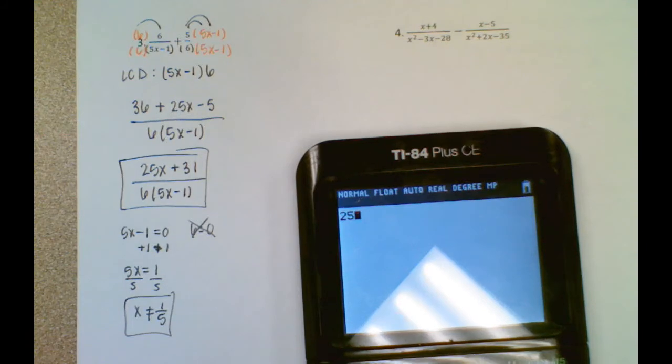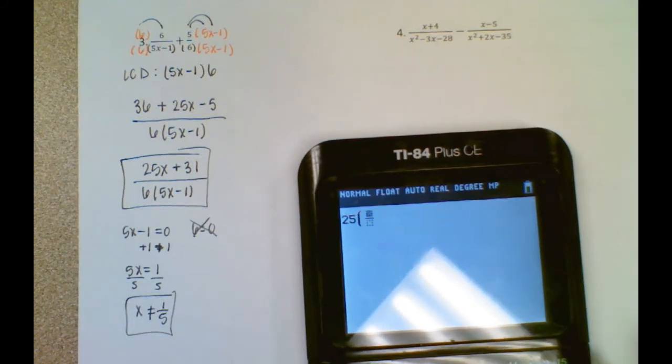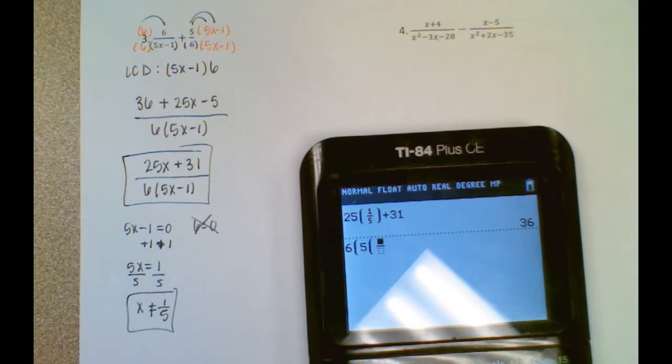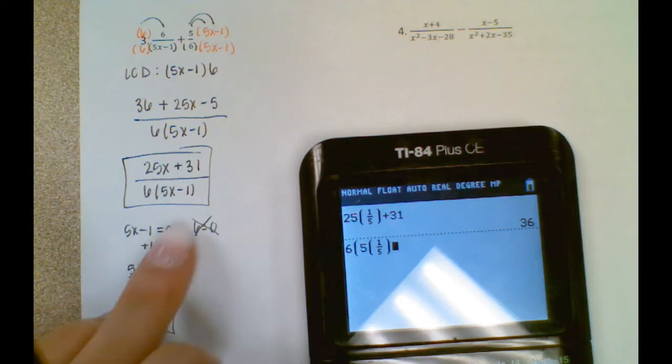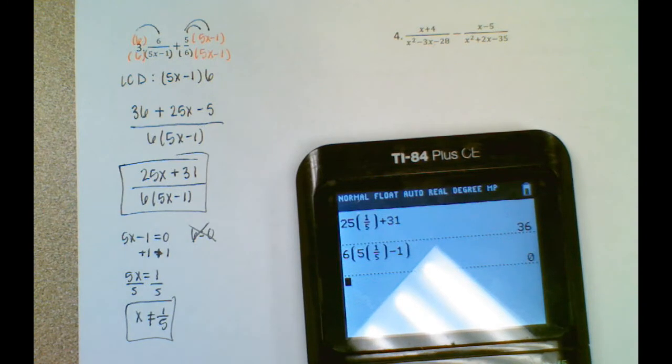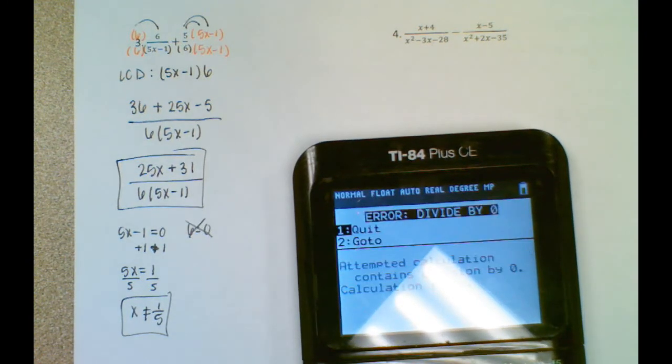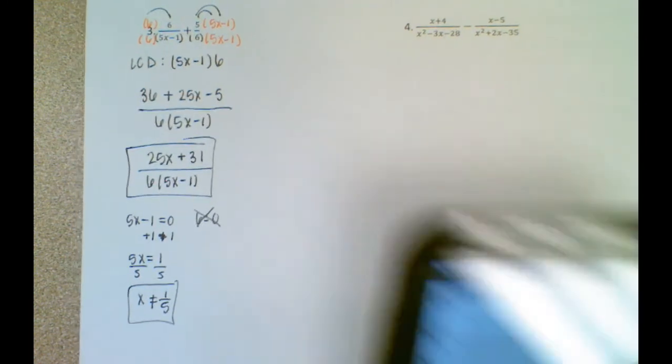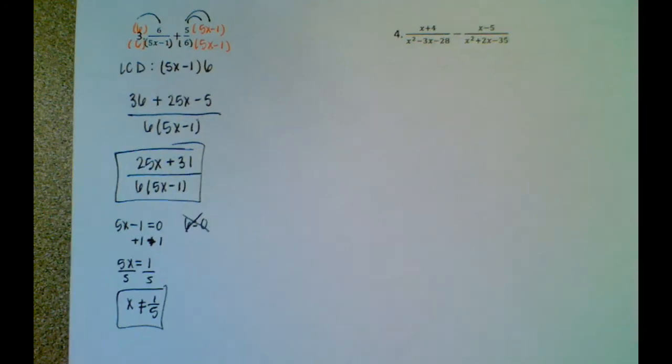So if I do 25 times 1/5 plus 31, I get 36 in the numerator. And then if I do 6 times 5 times 1/5, so now I'm plugging in the 1/5 in the denominator, I get 0, so then I get 36 divided by 0, which is an error. So that's why that does not work. Okay? All right, last problem.